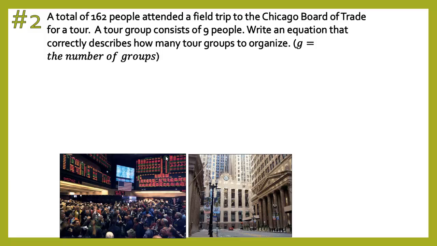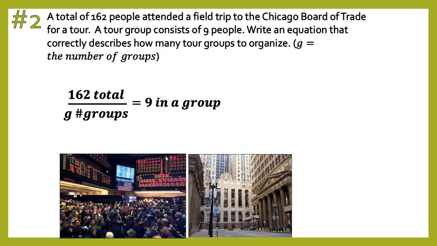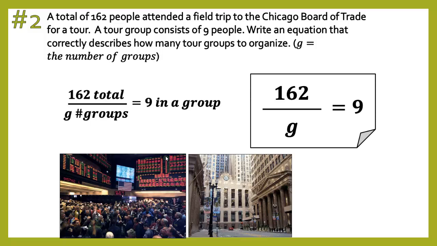This one, we've got a total of 162 people attending a field trip to the Board of Trade. Tour group consists of 9 people. We want an equation that will describe how many tour groups to organize. We've got 162 total people divided by the number of groups. That's what we're trying to figure out, which will give us 9 in a group. So all you have to do, again, is 162 over g equals 9.